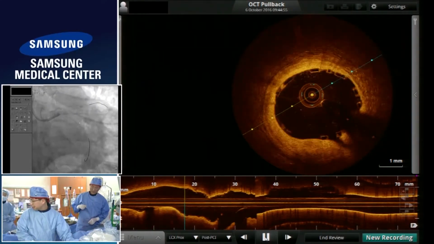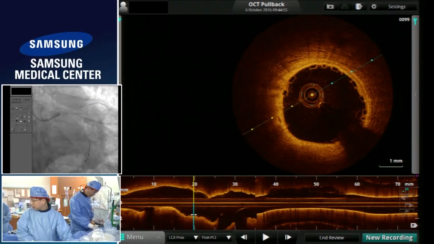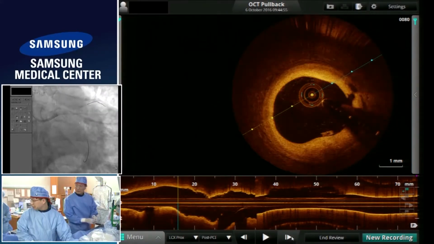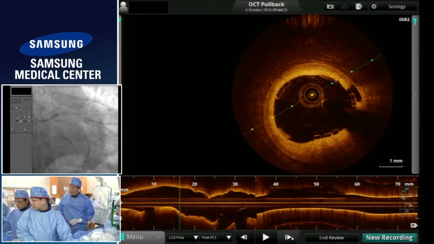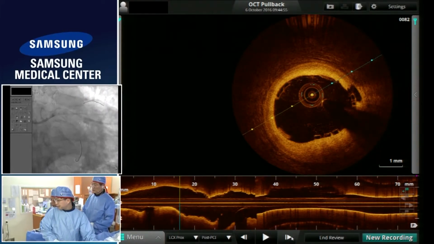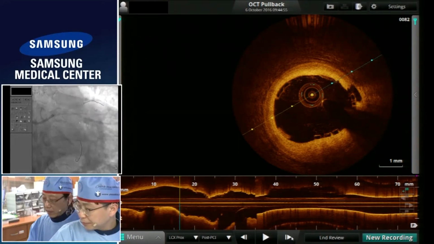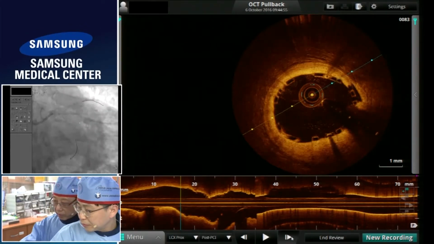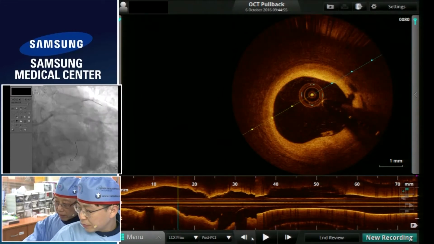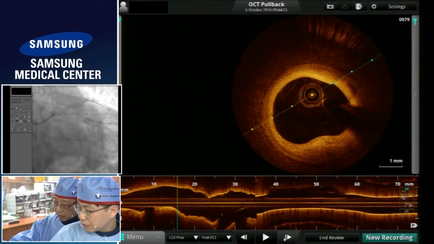So this is the complex. Can you move slowly? This is distal to the scaffold. Now we move. Stop. So we didn't induce any distal dissection, so the choice of BVS size is correct. Can we go back more distally? Frame by frame. A little bit of dissection, but not much. This is acceptable.